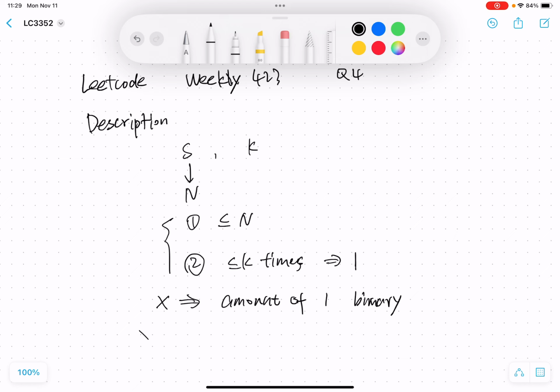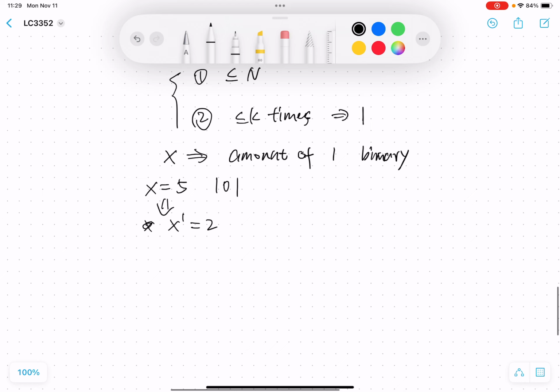For example, if x is 5, the binary representation is 101. There are two ones in the binary representation, so x becomes 2. The binary representation of 2 is 10. There is only one 1 in the binary representation, so we make it 1. So we need to do the operation 2 times to turn 5 into 1.